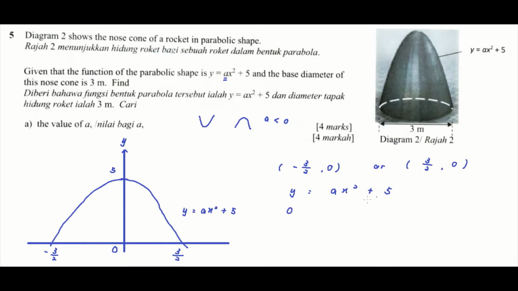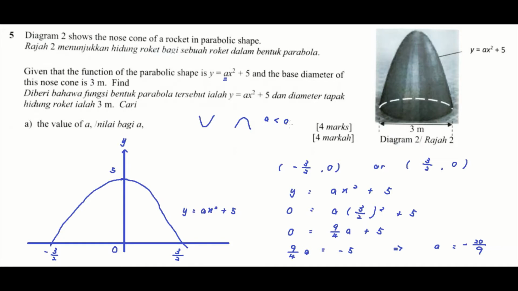Let's use the positive one, it will be easier, but after you square it, you'll get the same thing. So 3 over 2 squared, then plus 5. From here you'll get 0 equal to 9 over 4a plus 5. You just move it, so 9 over 4a equal to negative 5. From here you continue your calculation and you'll get a equal to negative 20 over 9. This proves that our assumption just now is correct: in this shape, your a should be a negative number.